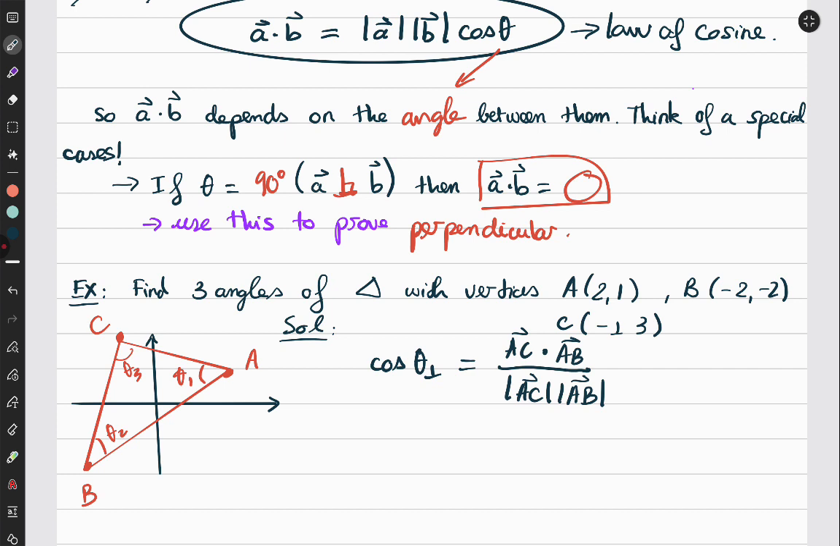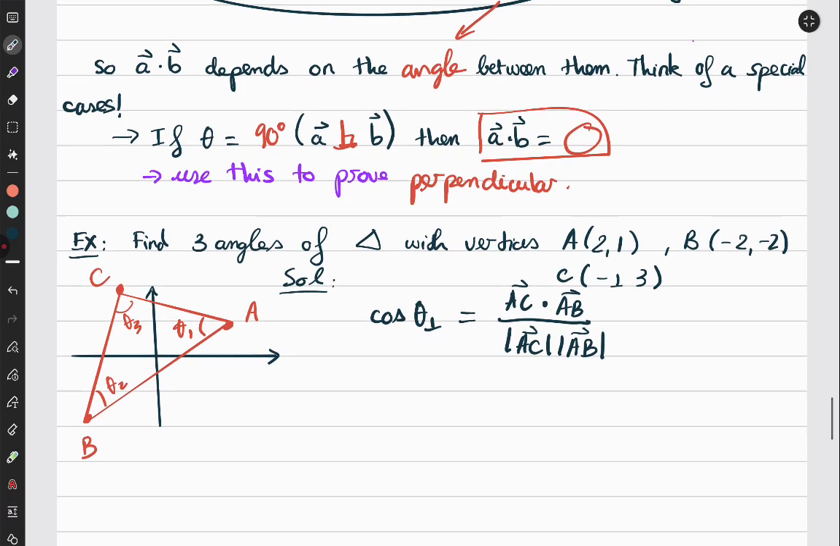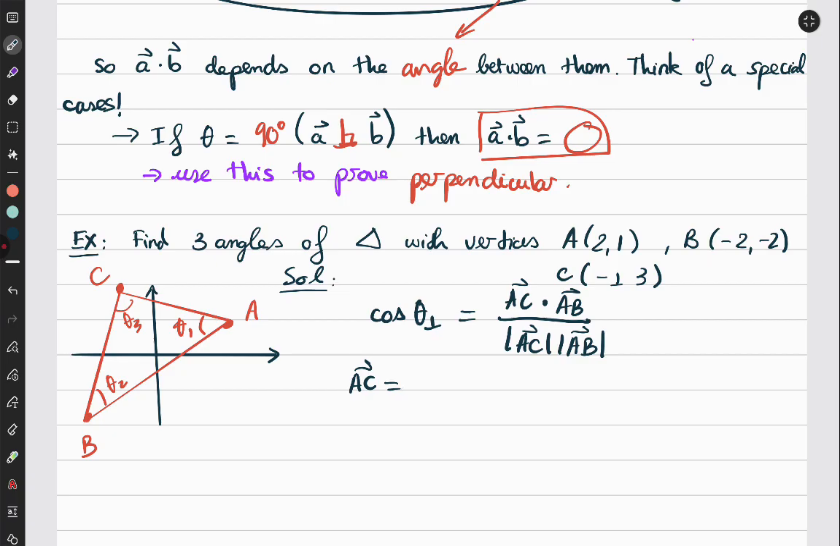Then ask yourself a question. You need 4 things in here: 1, 2, 3, 4. Can you find all of them based on this? Yes, right? What is AC? Let's write them one by one. Vector AC equals, -1 minus 2 and 3 minus 1, which is -3 and 2.